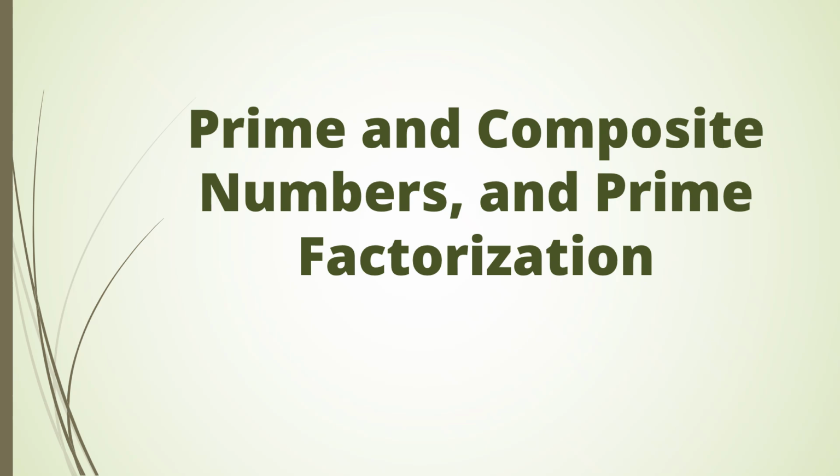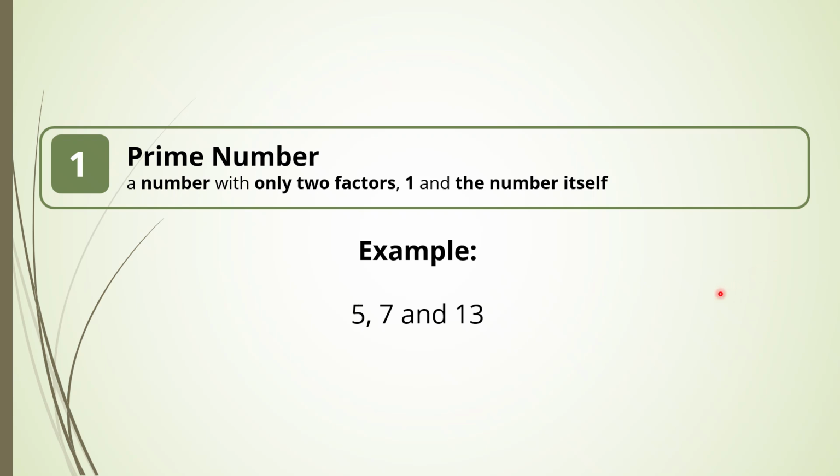Today we are going to talk about prime and composite numbers and prime factorization. Let's get started. A prime number is a number with only two factors, 1 and the number itself. Here are our examples: 5, 7, and 13.